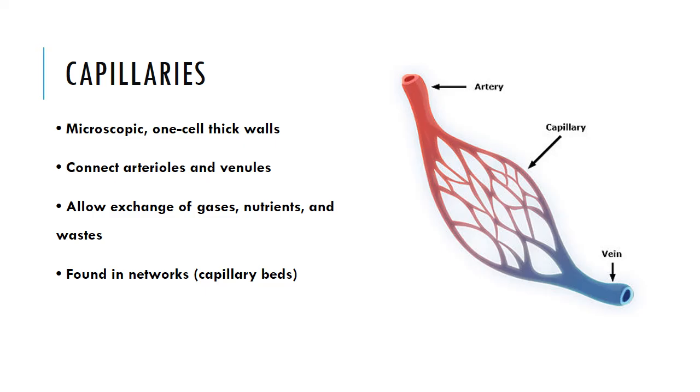Oxygen and nutrients diffuse from the blood into tissues. Waste products and carbon dioxide move from the tissues back into the blood. This thin and simple structure allows capillaries to serve as the exchange stations of the body.